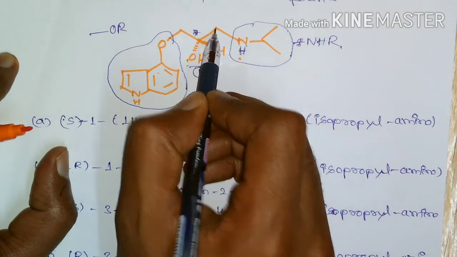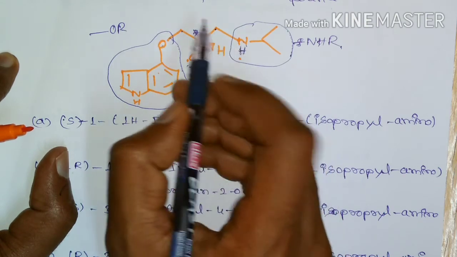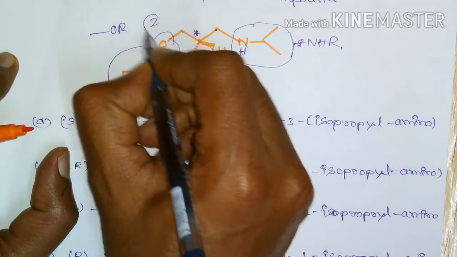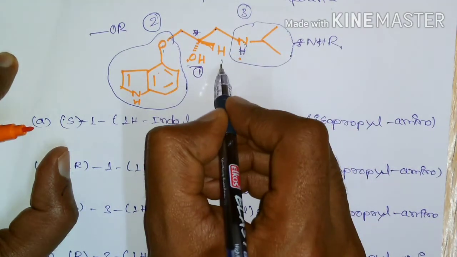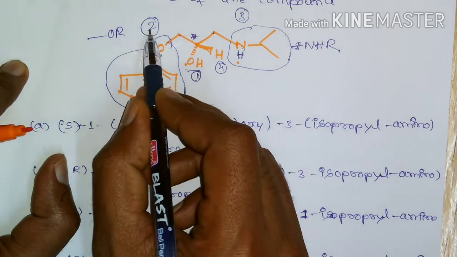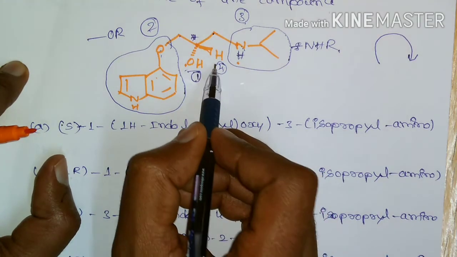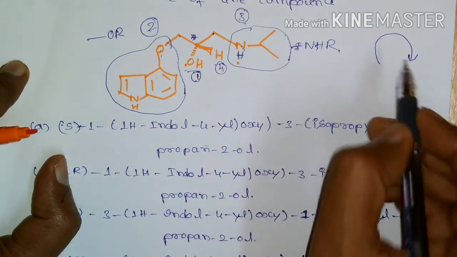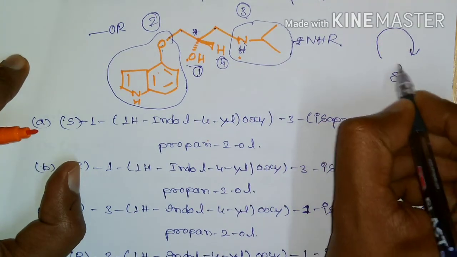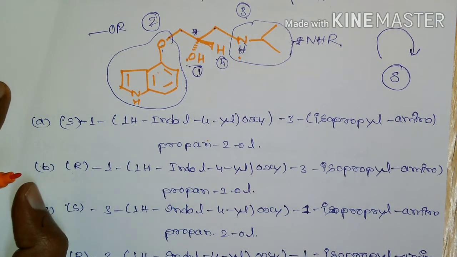Now come for the second. Here it is also CH2, attached to oxygen and attached to nitrogen. This oxygen has a higher atomic number than nitrogen, so this part will take second priority, this is third, and this is fourth. Now 1, 2, 3, the priority direction is clockwise, but here the fourth group is above the plane. So if it is clockwise rotation with the fourth group above the plane, we need to write the reverse, that is S configuration.